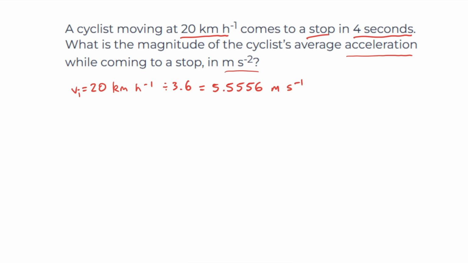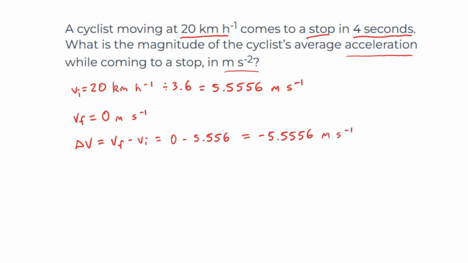Another variable we have been given is the final velocity, because we have been told the cyclist comes to a stop. So Vf is equal to 0. If we have Vi and Vf, we can calculate delta V using Vf minus Vi. So delta V equals 0 minus 5.5556, which is negative 5.5556. It is a negative value because the cyclist has slowed down, or their velocity has decreased. We have also been given the time, so t equals 4 seconds.